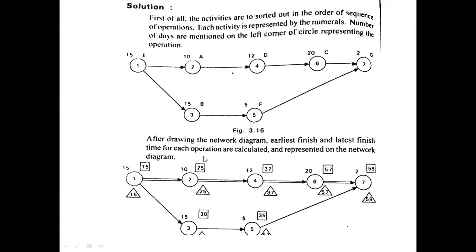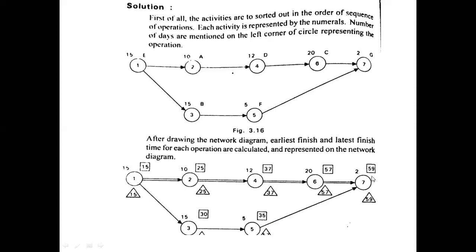Okay. And next for the fourth, what is the earliest finish time? Earliest finish time of the previous activity plus duration of this activity. That is 25 plus 12, which is 37. And for the sixth it is 37 plus 20, which is 57. And coming to this direction, the fifth one, 30 plus 5, which is 35.